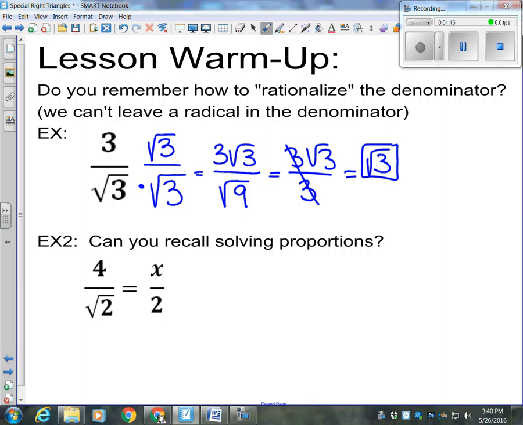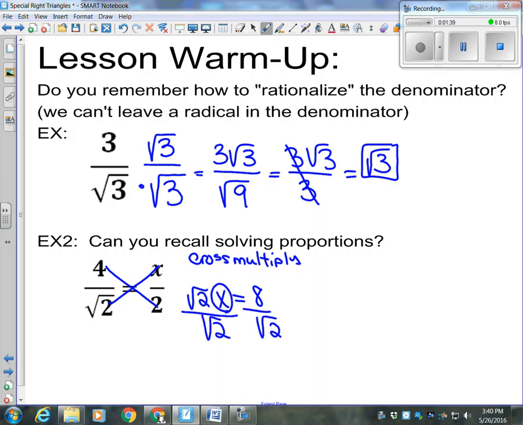Can you recall solving proportions? I like to do this by cross multiplying. So when you cross multiply, you're going to make an X across the equal sign, and you're going to multiply. So I'm going to get the square root of 2 times my X equal to 4 times 2, which is 8. Now, I need to get the X by itself. So to get the X by itself, I'm going to divide by square root of 2.